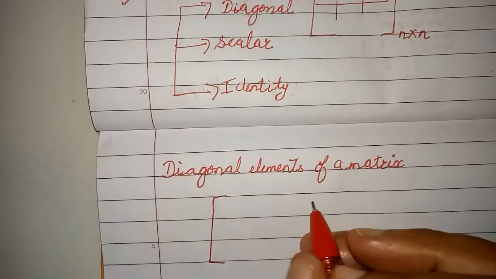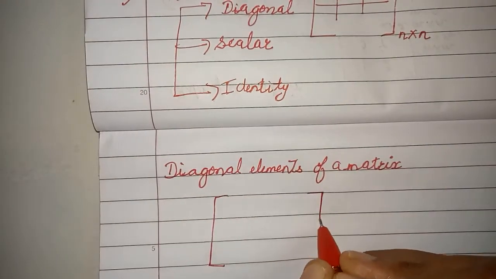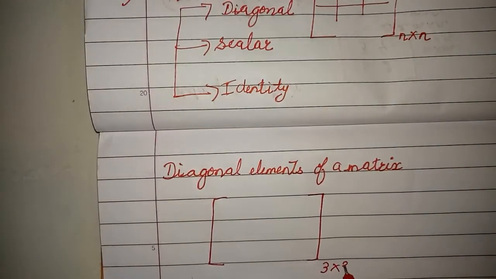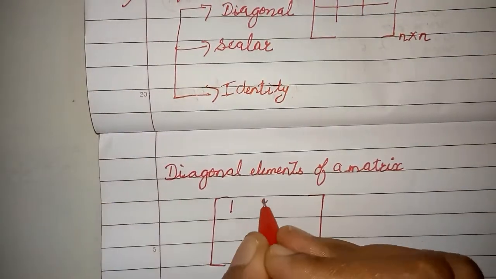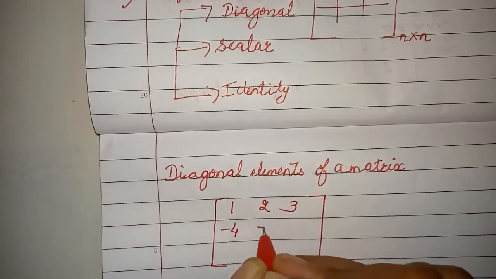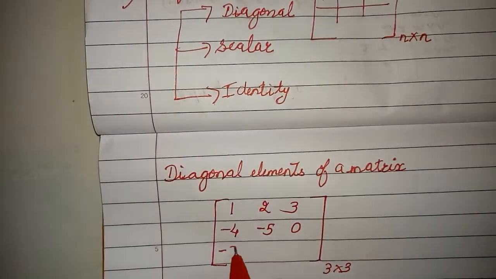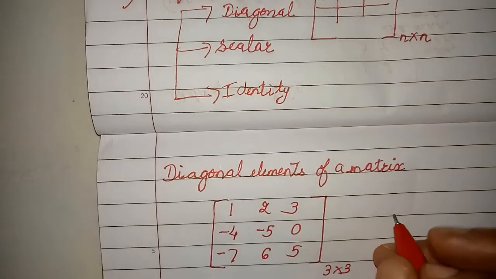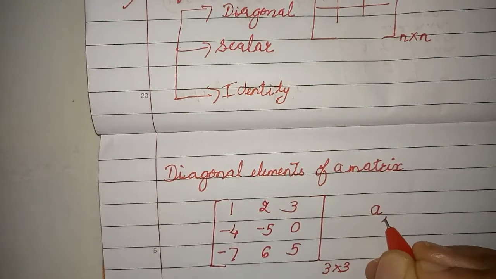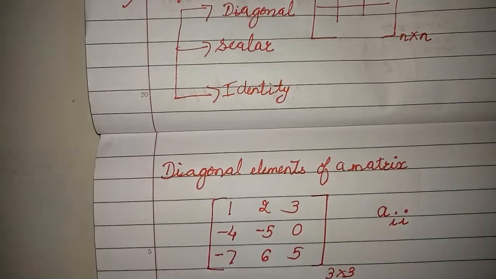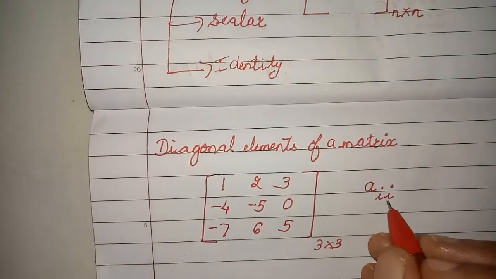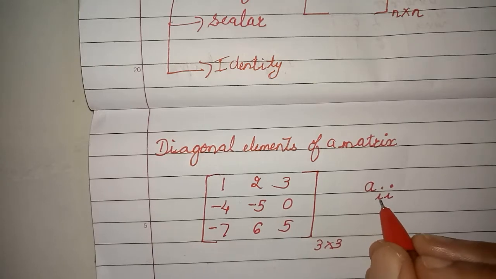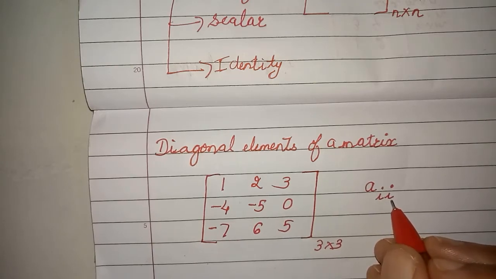Suppose I have a matrix. Since it is related to square matrix, I should have a square matrix. So I have a 3 cross 3 square matrix and the entries are say 1, 2, 3, -4, -5, 0. You can have negative entries also, 6 and 5. Now the diagonal entries means all a_ii. What do you mean by a_ii? a_ii is nothing but your general representation of your element, that means ith row and ith column.